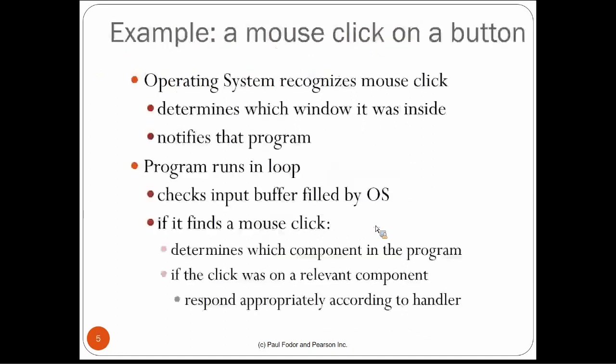The operating system recognizes events, like for instance a mouse click. It determines on which window it was clicked, and sends this event to that program. The program runs in a loop. It checks a buffer filled by the operating system, waits for inputs. If it finds that input, like a mouse click, it determines on which component in the graphical user interface the click happened, and if that click was done on a component that has associated handlers, that means it is a relevant component, it responds accordingly by calling that handler. It basically calls a method which handles that event.